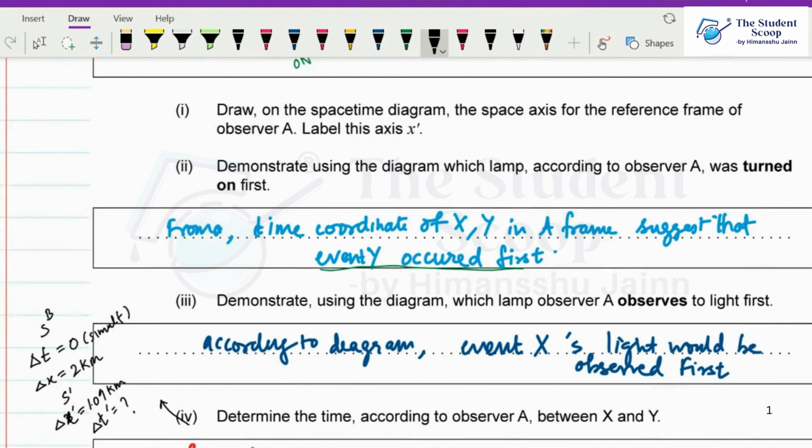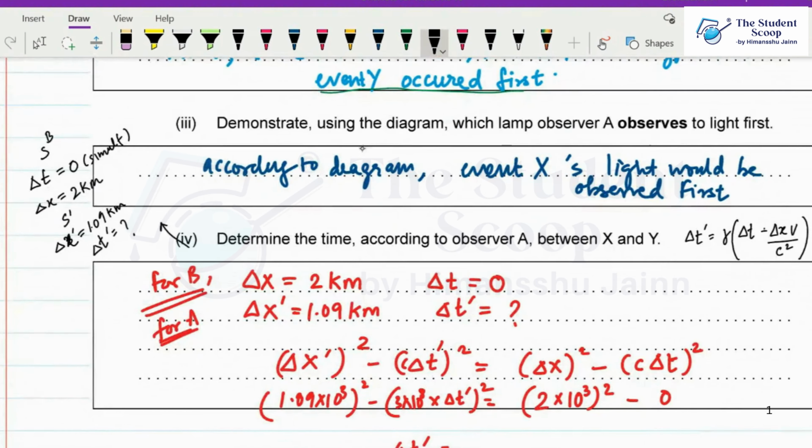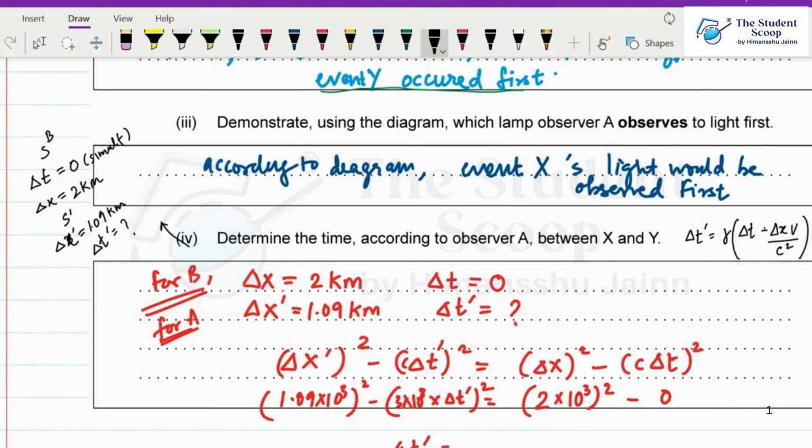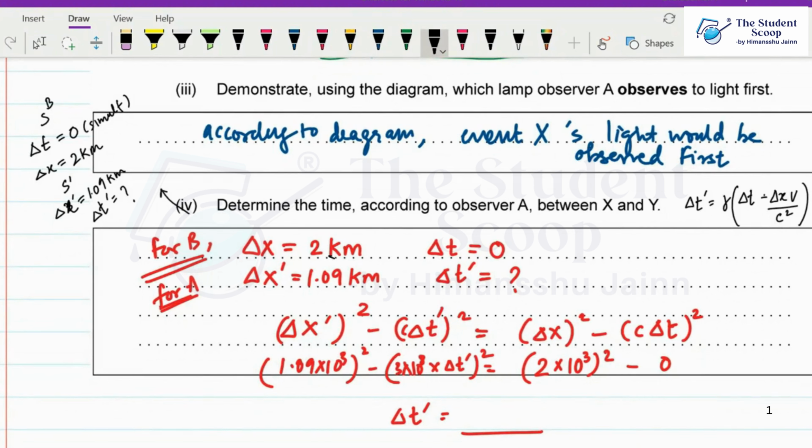So we can use our basic Lorentz transformation. Delta t dash is equal to gamma times delta t minus v delta x over c squared. So if we use this, we can get the answer, or we can use the space-time interval. In space-time interval, delta x dash squared minus c delta t dash squared is equal to delta x squared minus c delta t squared. They are equal in both the frames. So we can just substitute and calculate the value of delta t dash. Remember to convert kilometers to meters and substitute c as 3 times 10 raised to 8 meters per second to get delta t dash.